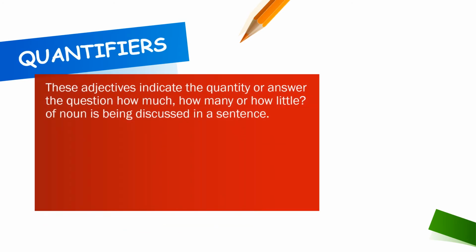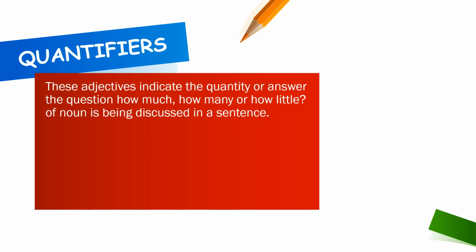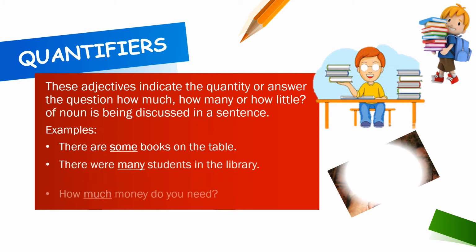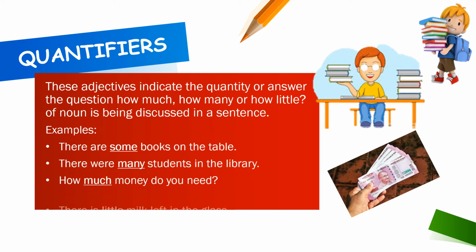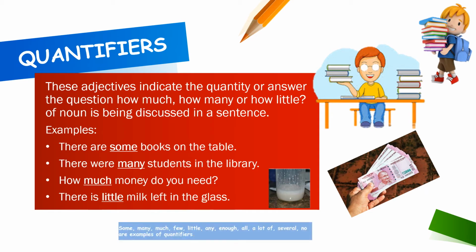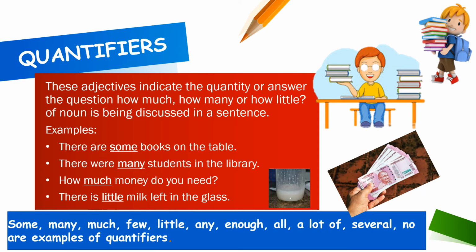Next, we have quantifiers. As the name suggests, they are the words that describe the quantity of the noun we are talking about. For example, there are some books on the table. There were many students in the library. How much money do you need? There's little milk left in the glass. So the words like some, many, much, little are quantifiers.